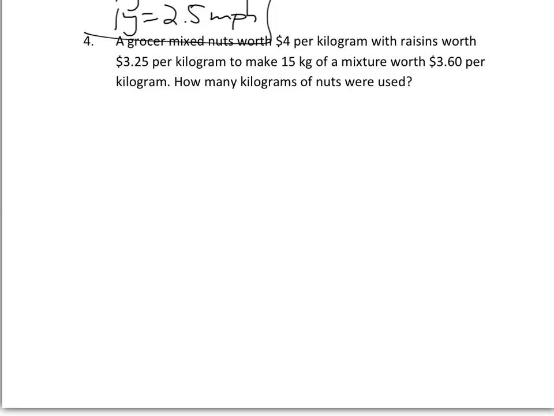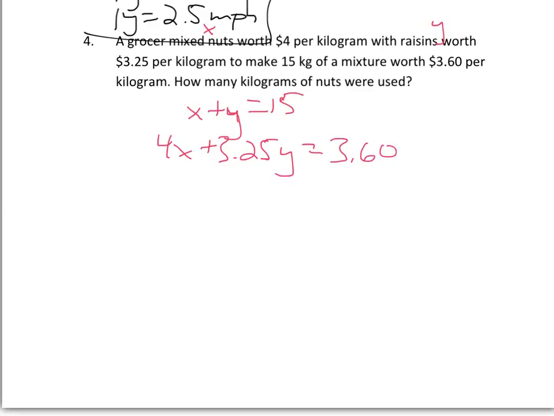Okay, so I've got nuts is x, raisins y. So x plus y. Kilograms of nuts plus kilograms of raisins equals 15. And how much they're worth, we've got 4x, right, 4 for the nuts, plus 3.25y for the raisins equals 3.60 times 15. Now, why did I multiply that by 15?